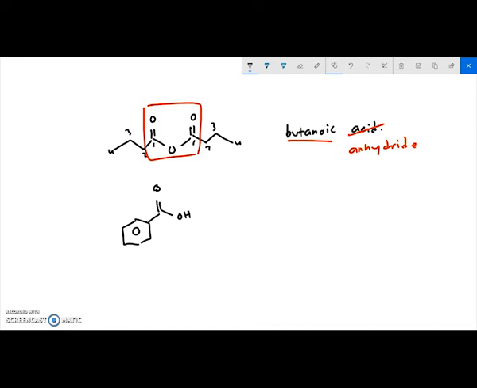However, if we replace the OH with O, C double bond O, and also the benzene, first we need to determine whether it is symmetrical or unsymmetrical anhydride. So in this case, it is symmetrical since it has the same number of carbon and also the structure is also the same. Instead of the benzoic acid, we're going to replace the acid with an anhydride.